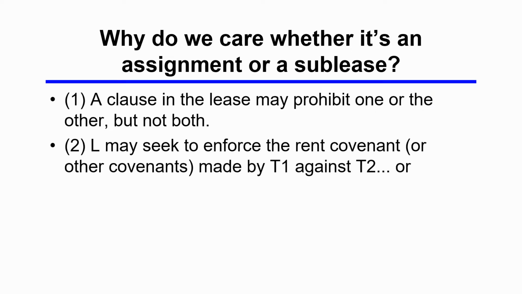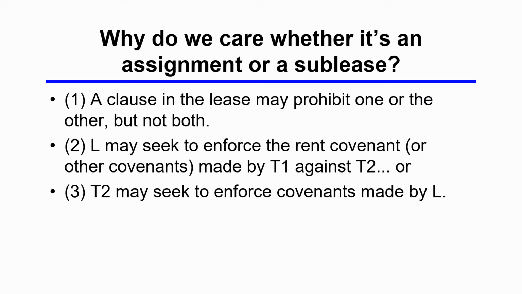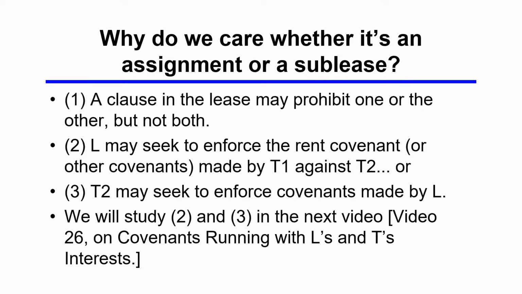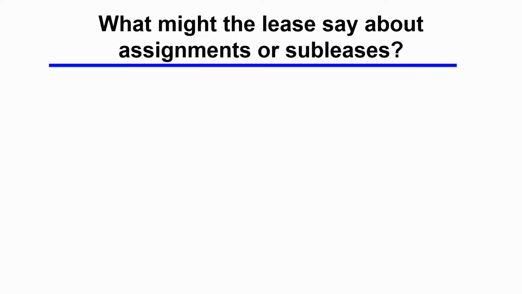There are a couple of other reasons. For example, the landlord might seek to enforce a rent covenant or other covenants made by the original tenant against T2. Or it might be the other way around. T2 might seek to enforce covenants that were made by the original landlord. Now, we're going to study number 2 and number 3 in the next video. That's video number 26, about covenants running with landlords and tenants' interests in the land. So you'll need to hold off for a little while and review that video in order to understand fully why we need to be able to distinguish between assignments and subleases.